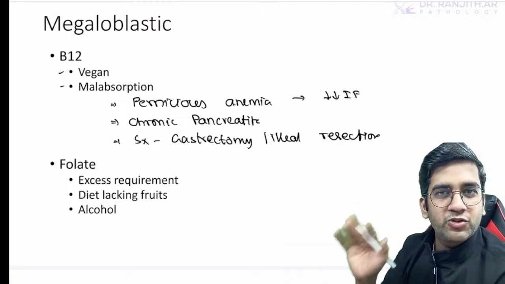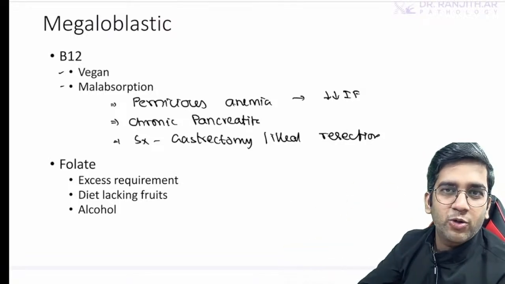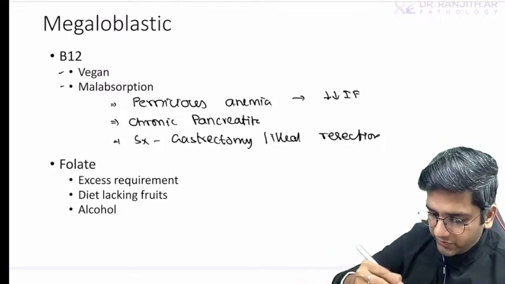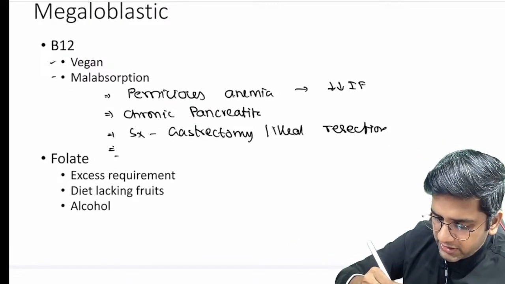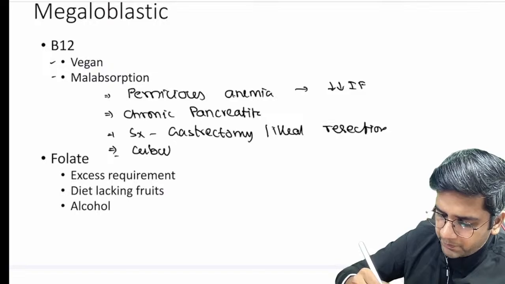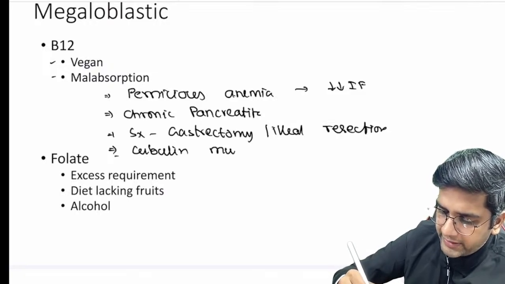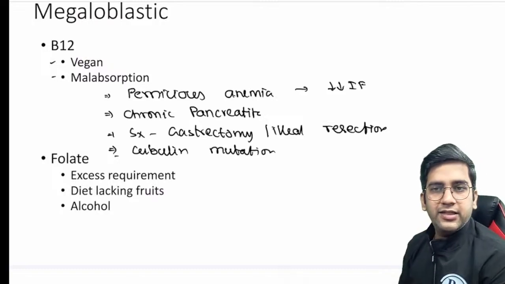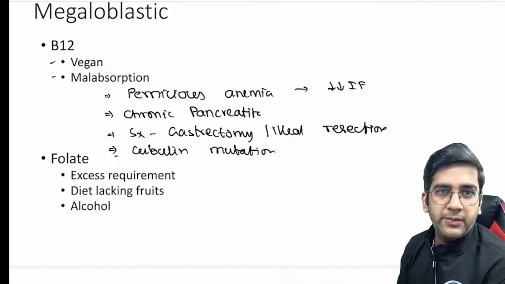You must have read about Diphyllobothrium latum, which also causes megaloblastic anemia. You can include that as well, though it's very rare. Last but not least, you can have a cubilin mutation, a mutation in the receptor, that also can cause it. So all these things can result in malabsorption of vitamin B12.